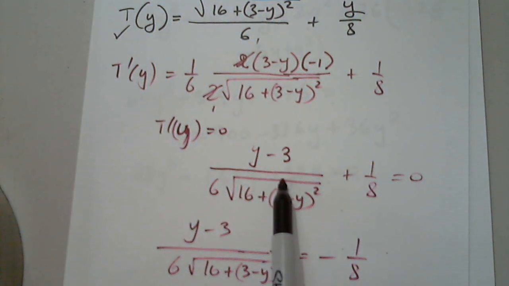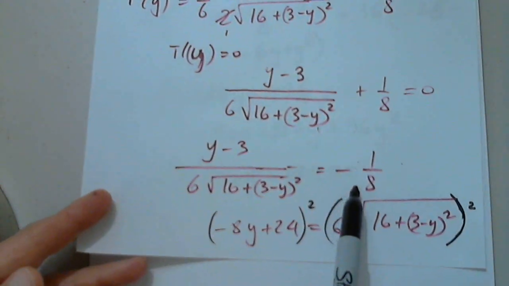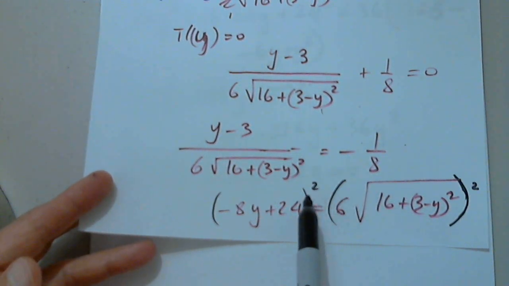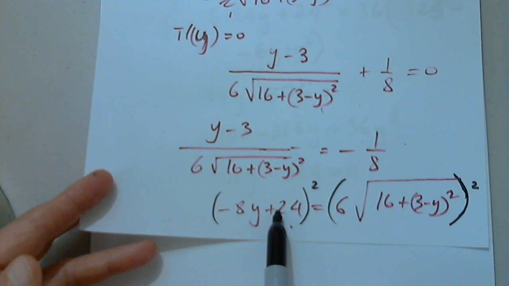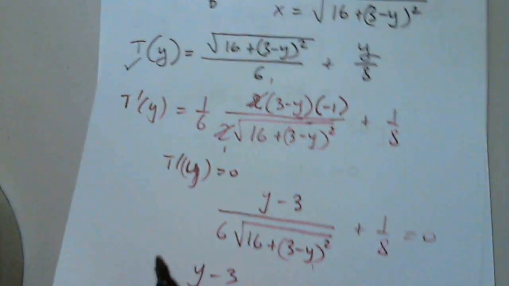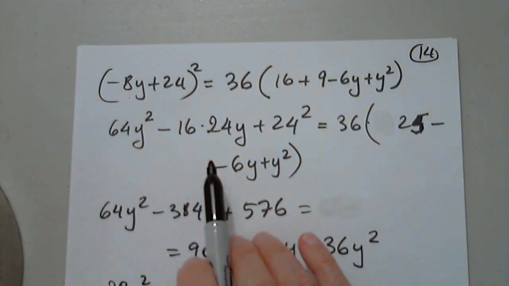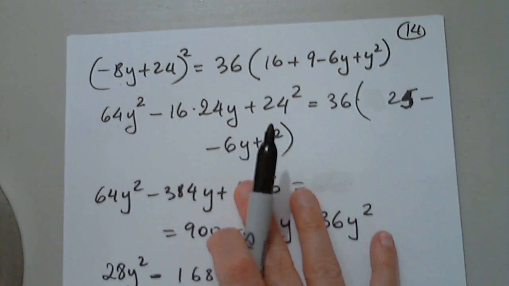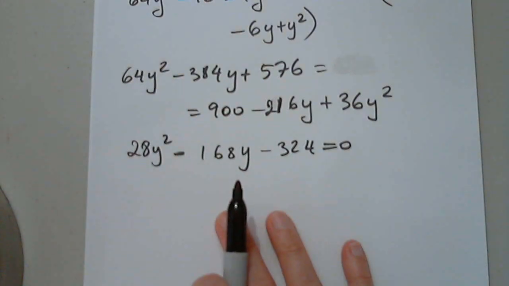Y minus 3, 1 over 6. And this is correct, 1 over 8, negative. So minus and plus, and then this is correct. And then when we squared, I don't see any error. But if they don't say anything about approximations, let me just copy this for a second.